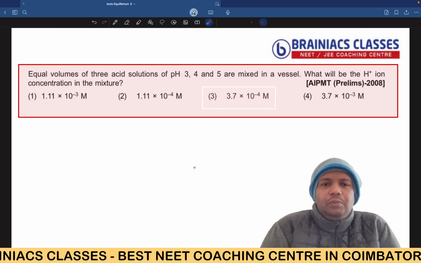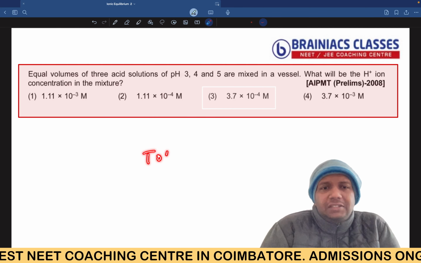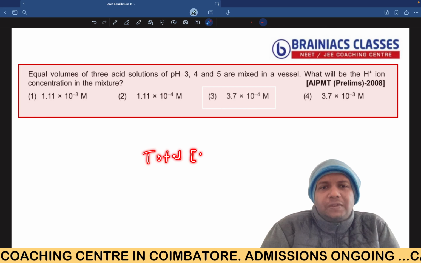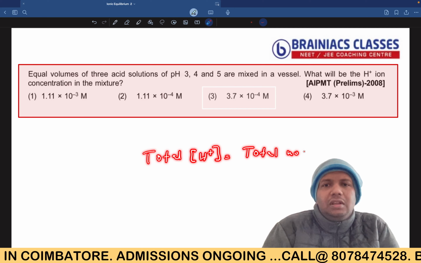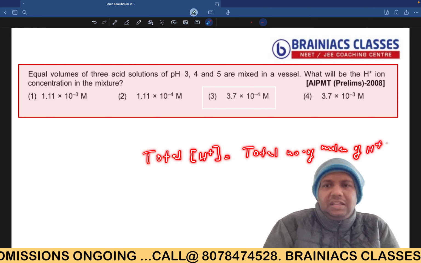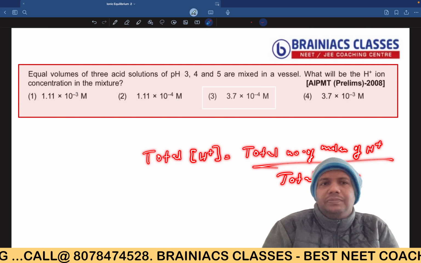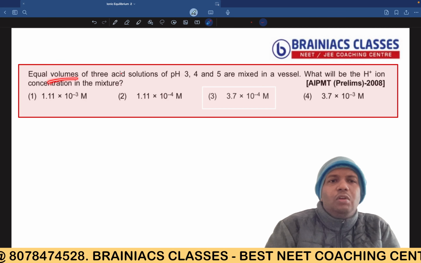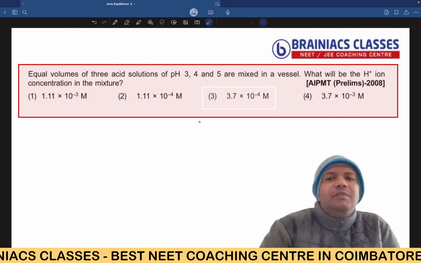So what you need to do next, if you want to find out the total pH, is calculate the total H plus ion concentration, which is nothing but the total number of moles of H plus divided by the total volume. Because you are mixing equal volumes of three acid solutions, the total volume would be, we need to add.